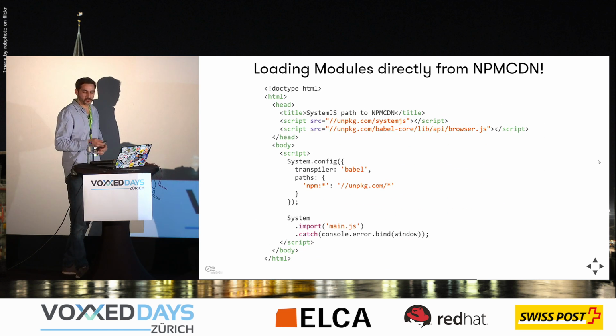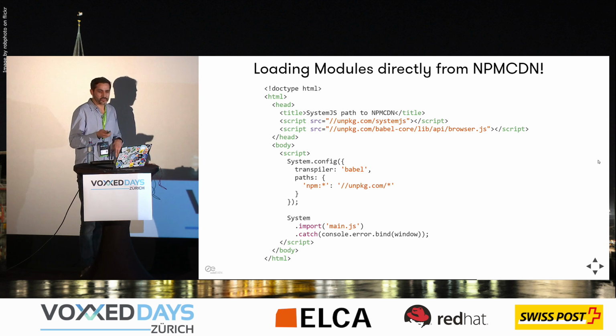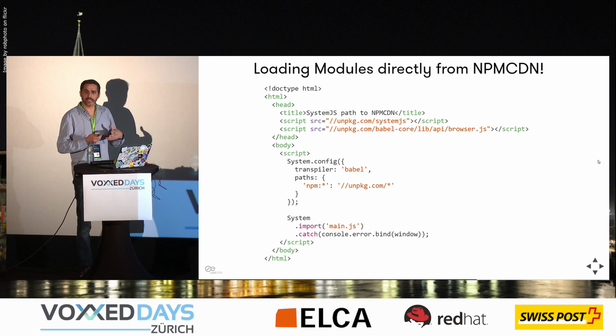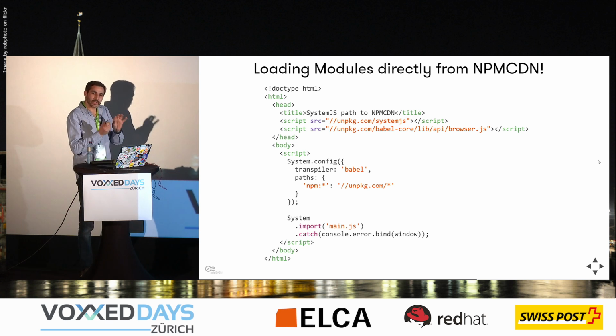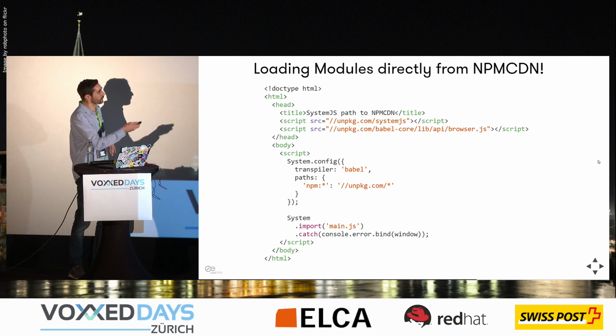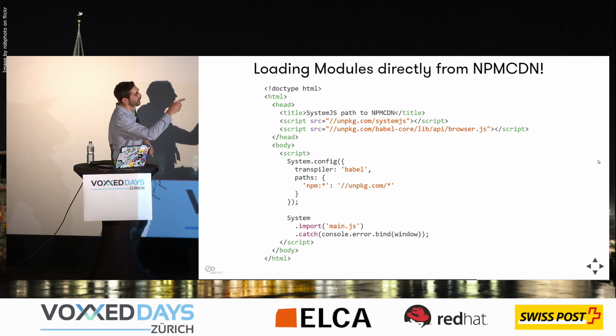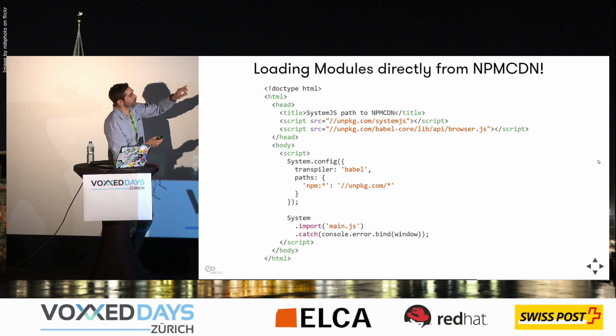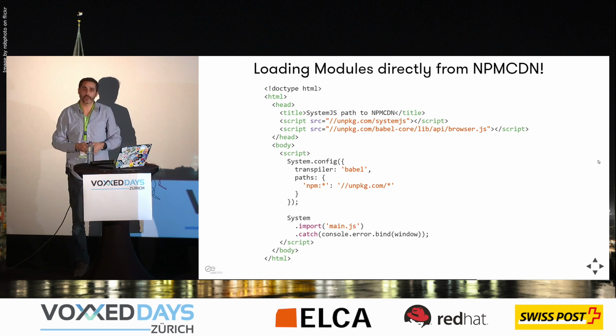So this is a good use case for this. We're using npm CDN. This is a CDN that hosts all the npm packages that are available, really everything. So we could do a little trick and use SystemJS to configure a path like we do here. We configure the wildcard path npm:, and then we say this should point to npm CDN, where all the npm packages are located. We configure also the Babel transpiler, and then we import our main.js module.